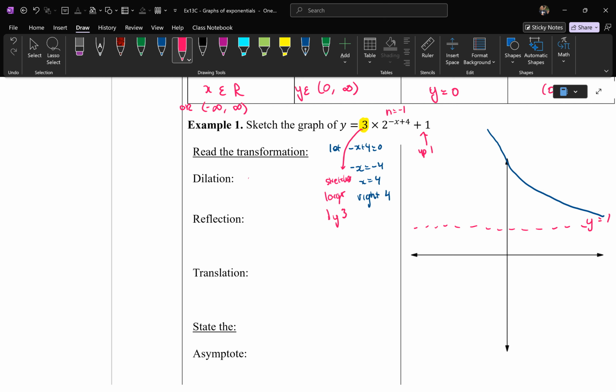So that means when we say read the transformation, it should be dilation of factor 3 from the x-axis. So I expect it to move away from the x-axis because I'm pulling it. Okay, so I'm pulling it by a factor of 3. Reflection. I gave you a horizontal reflection. So that's a reflection in the y-axis because it's flipping horizontally.